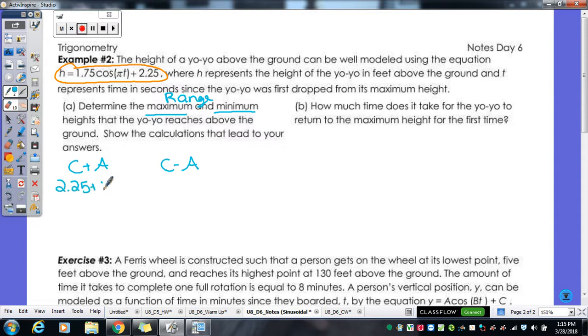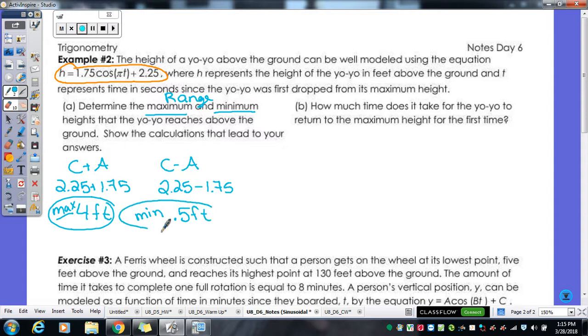So C is 2.25. A is 1.75. What's our max height? 4 feet. That's our max. So now 2.25 minus 1.75 gives us a min of 0.5 feet. There you go. Max, min, found our range.